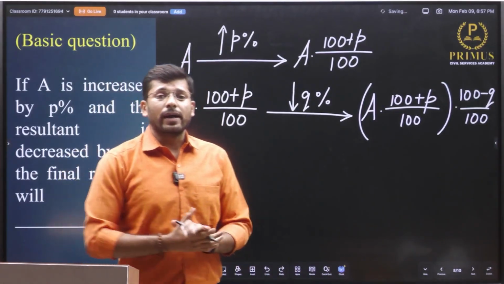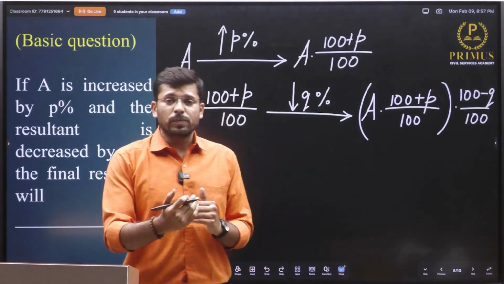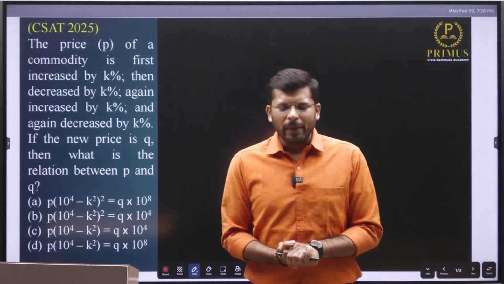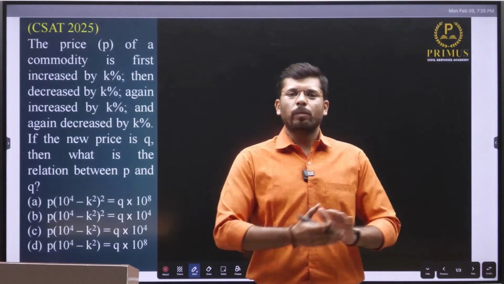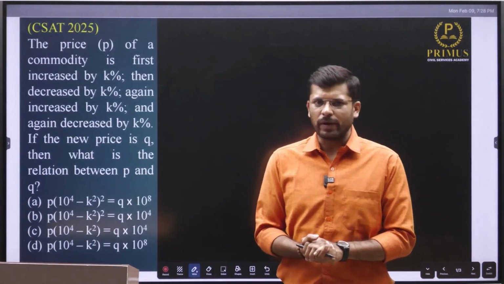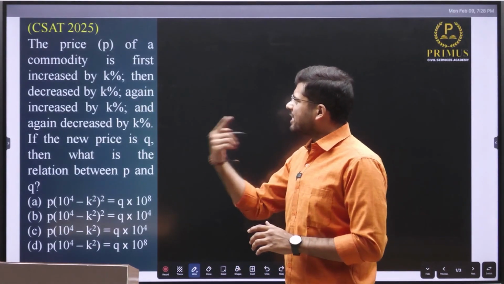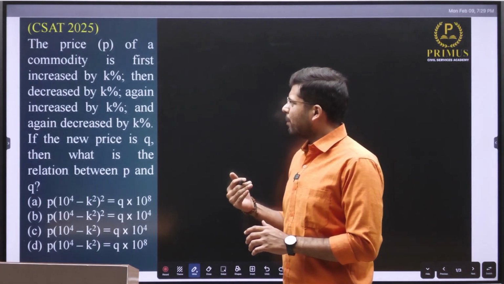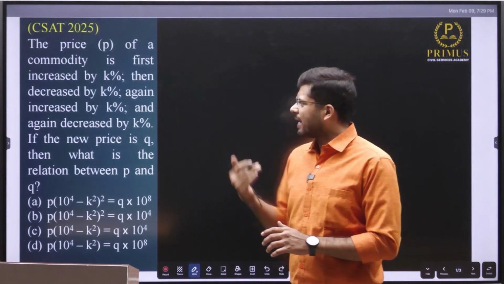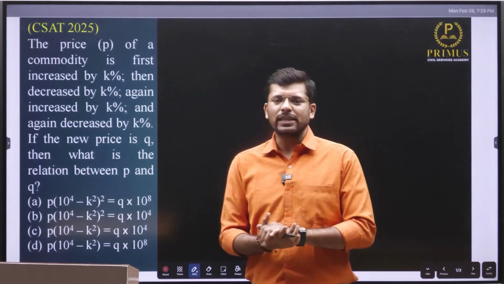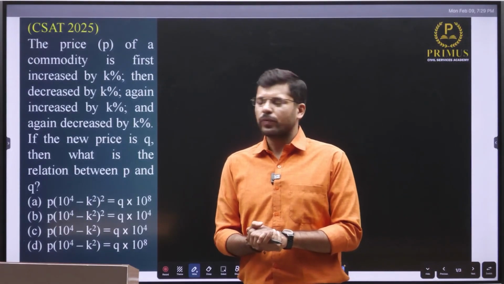Now, if you understood all the basic concepts that we just learnt, you are ready to answer one PYQ. Based on the basic concepts that we learned through previous problems, let us solve this PYQ. Take a look at it. The price P of a commodity is first increased by k%, then decreased by k%, again increased by k%, and again decreased by k%. If the new price is Q, then what is the relation between P and Q?